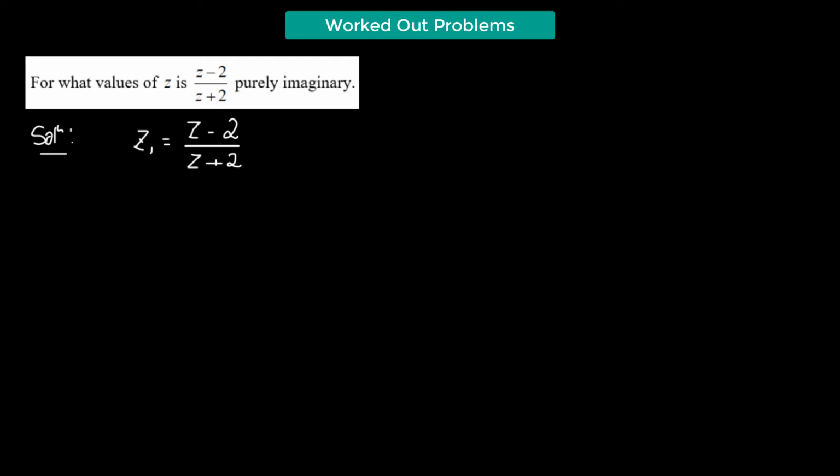Now we're going to use the fact that if a complex number z is purely imaginary, then we say that the complex number z is always equal to the negative times its conjugate. So let us use this fact.